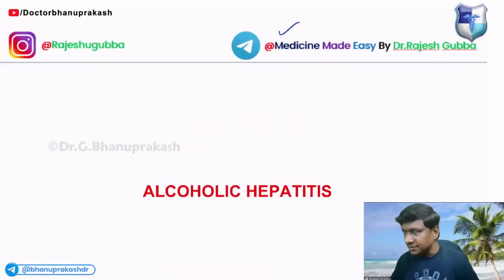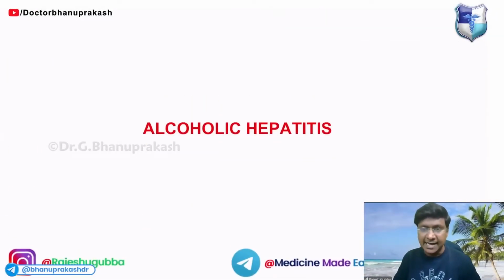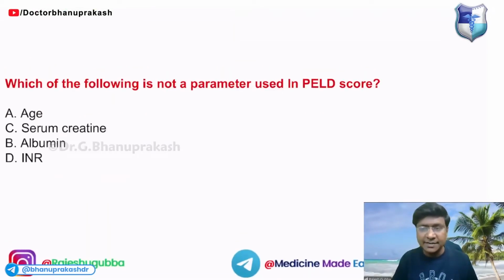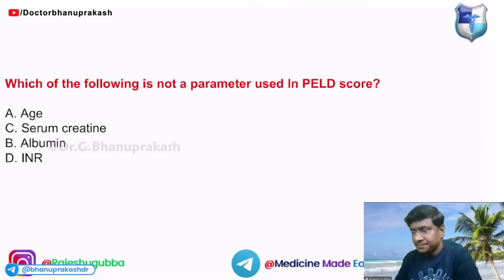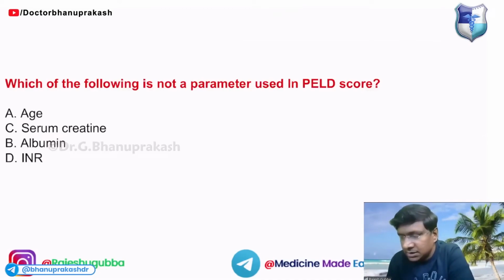So now let us start with the first topic, that is alcoholic hepatitis. In case of alcoholic hepatitis, a very important thing that is very commonly asked is the scoring system. You have the PELD score, the MELD score, the Child-Pugh score, and multiple other scores. This is one thing that will be asked very commonly.